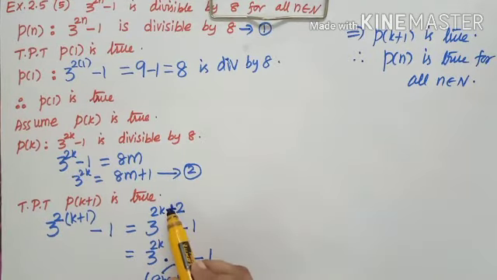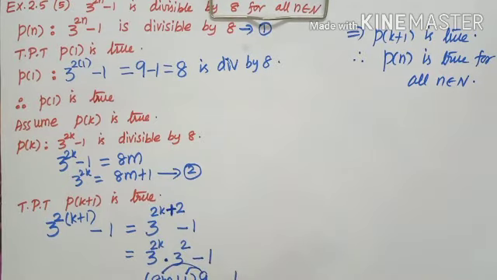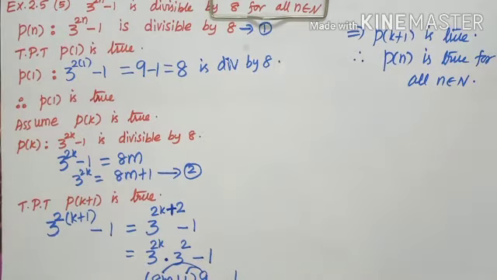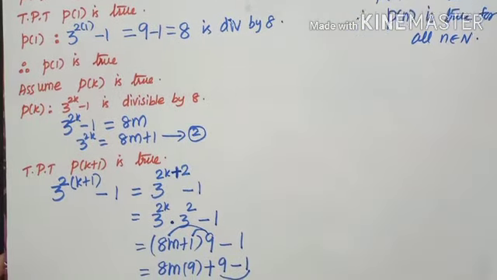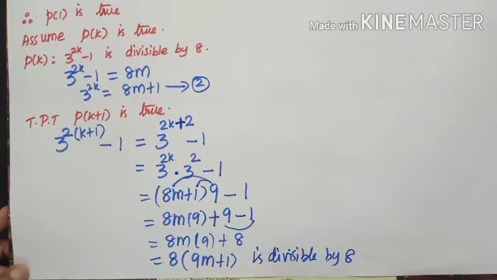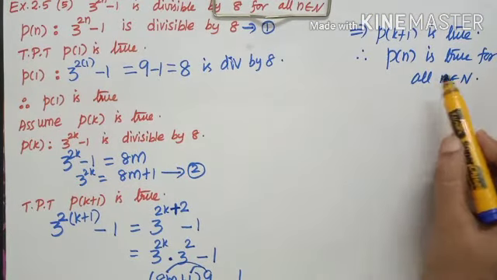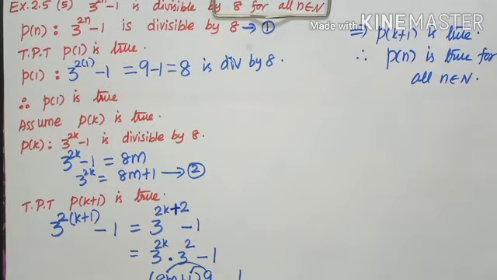Whenever in the power we have a plus symbol, split it. 3 power 2k into 3 power 2, which reduces using 3 power 2k is 8m plus 1. As I multiply, I am able to take 8 out. So when I am able to take 8 out, I will say it is divisible by 8, and so P of k plus 1 is true. P of n is true for all natural numbers.